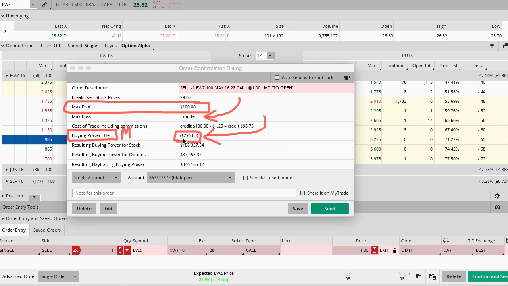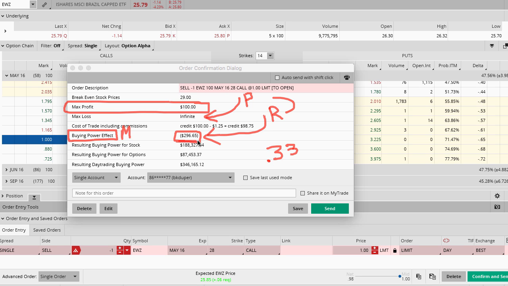They basically hold in our account $290 in reserve to cover any potential loss in this trade. Okay, so now you can see this is our potential profit, and this is our potential risk. Right now, that's how much the broker is holding in reserve. So if we divide 100 by 296, we're looking at a return on capital, or ROI, of basically 33% if we entered this trade.